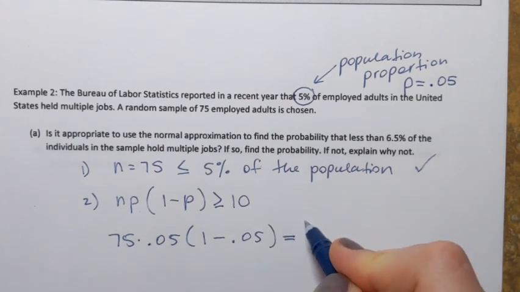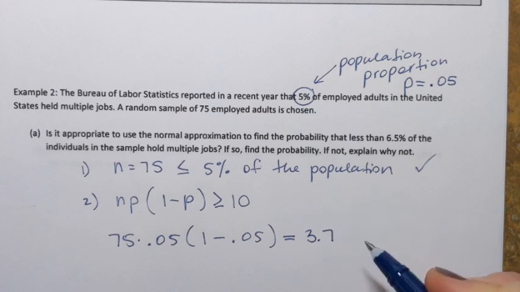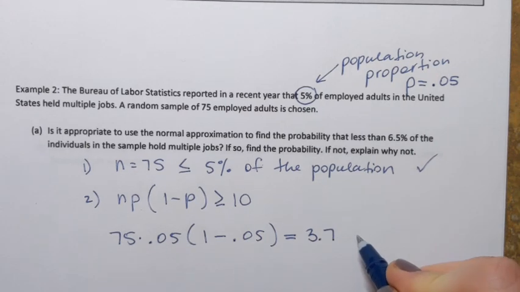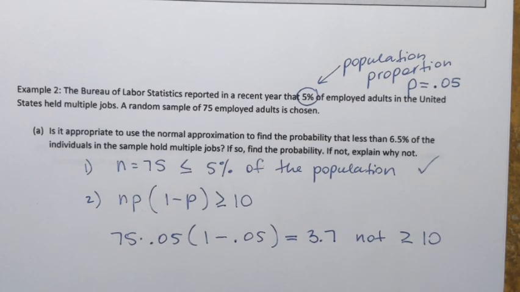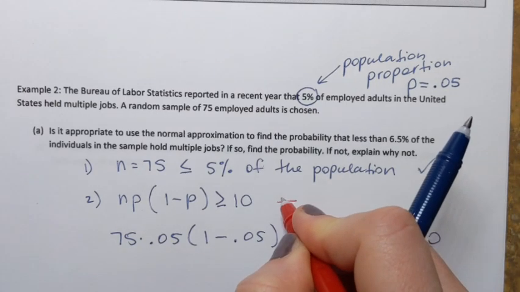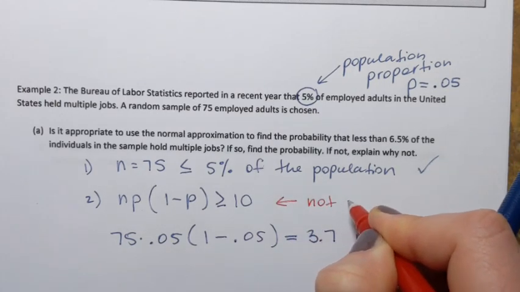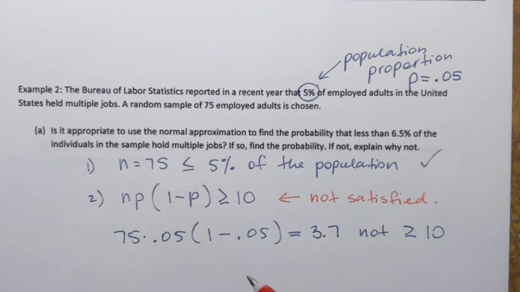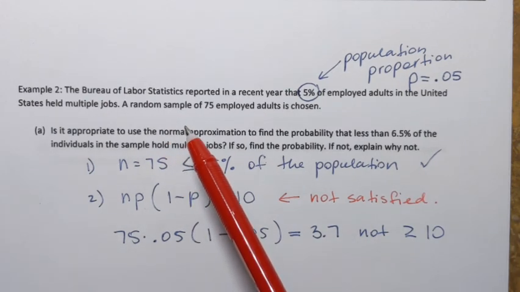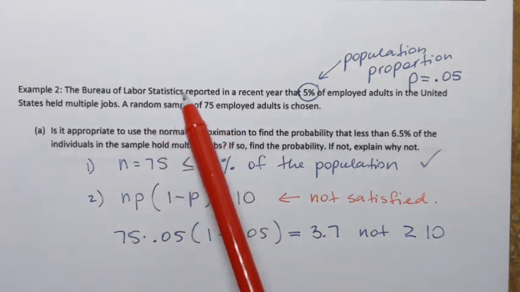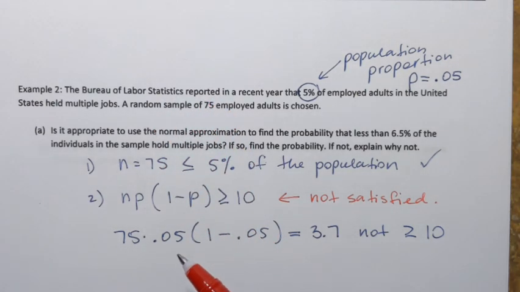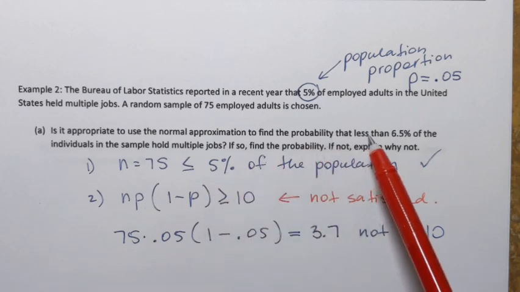That's 3.7. And that's not greater than or equal to 10, right? So that means that this condition is not satisfied. This means that we cannot say that the sampling distribution of the sample proportion in the case when sample size is 75 has approximately normal shape. And because we cannot say that, well, we're not able to answer the question.